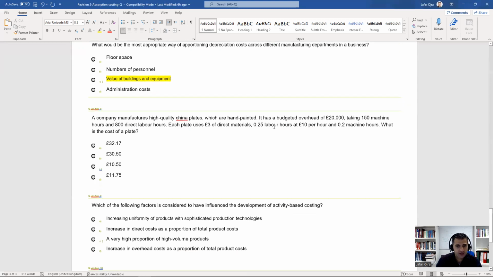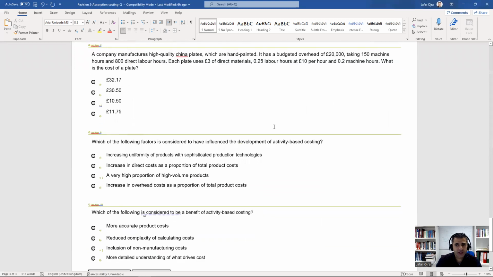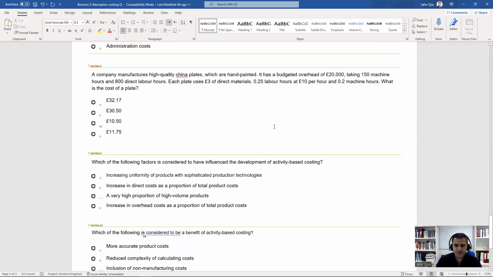Okay, so number 8. A company manufactures high quality china plates, which are hand painted. It has a budgeted overhead of £20,000, taking 150 machine hours and 800 direct labor hours.